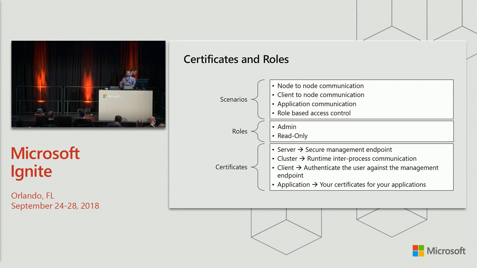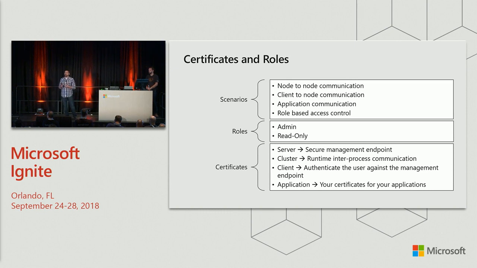So before we go further into this, I want to talk about the security scenarios. In Service Fabric, the areas that we're trying to address here are node-to-node communication, client-to-node communication, application communication, and role-based access control. Node-to-node communication is the system processes on one machine communicating with another process on another machine. Client-to-node communication is a Service Fabric user communicating with a Service Fabric process on a machine.